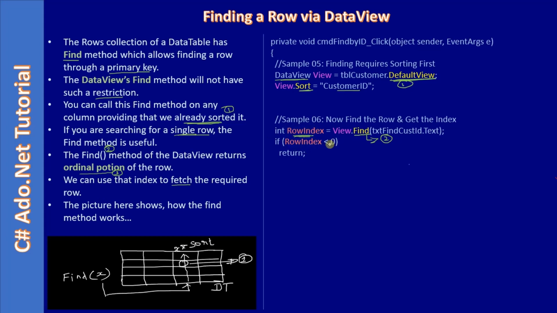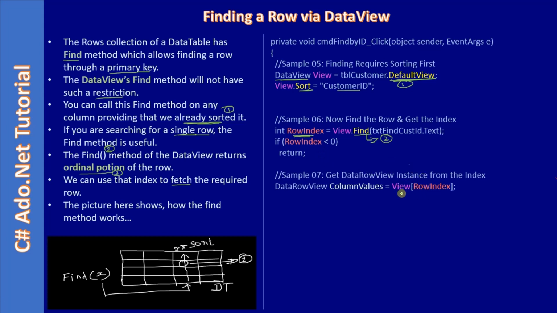If rowIndex is less than 0, then we didn't find anything. Suppose the user provided a customer ID that is not there in the table, then it will return a row index in negative. So that's what we are checking. This means that the find method didn't find any row. If that is the case, we are returning from this click event.